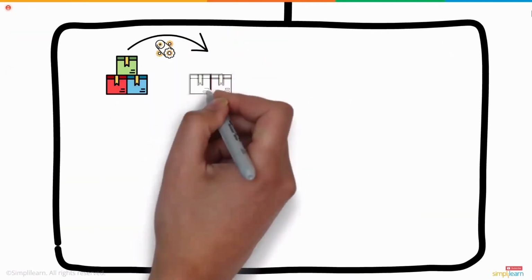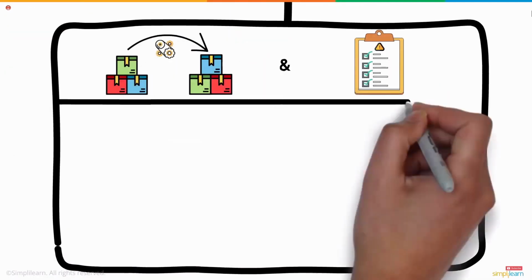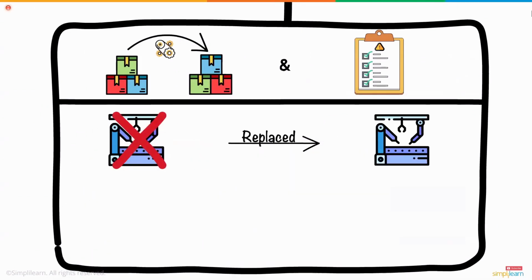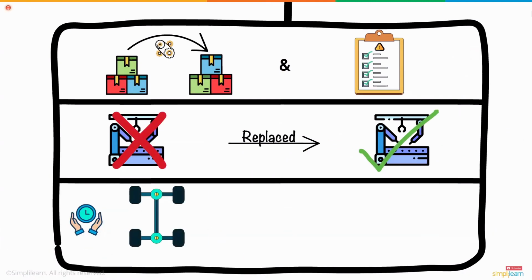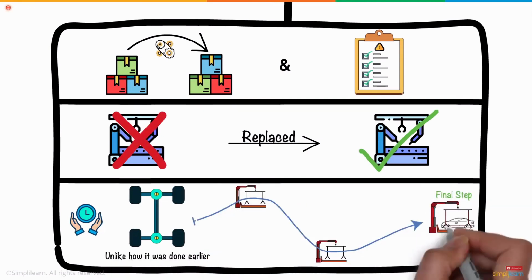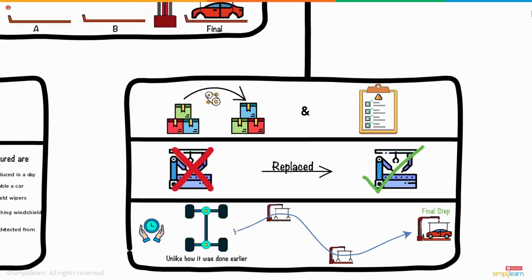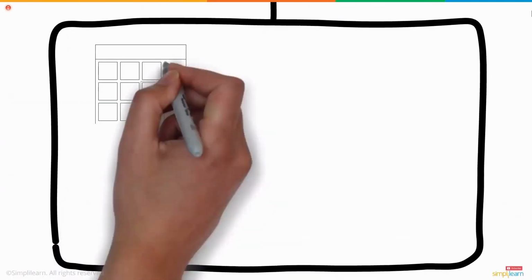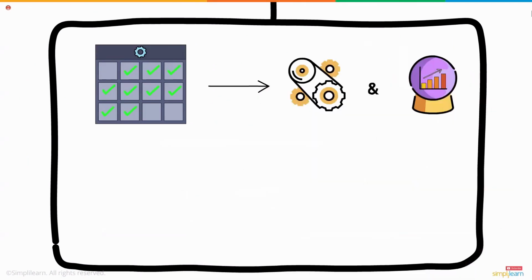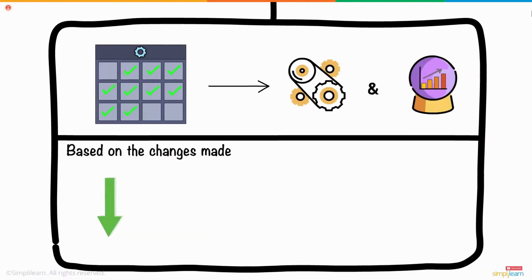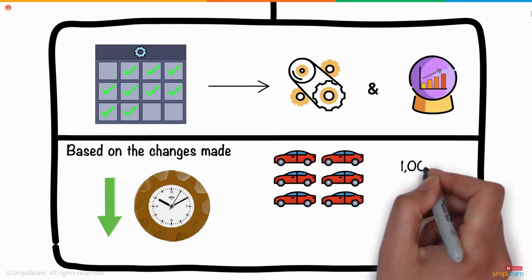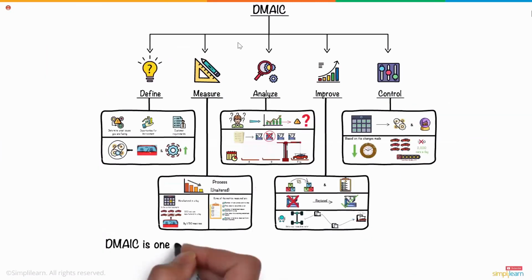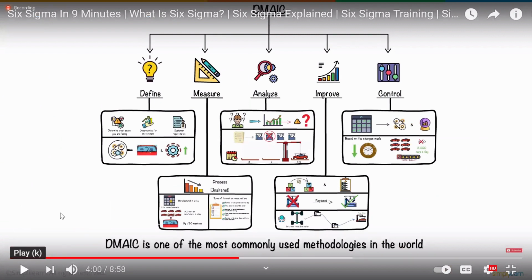Next, in the Improve phase, you make changes to the manufacturing process and ensure the defects are addressed. You replace the faulty machines that installed the windshield wiper with another one. You also find a way to save time by attaching wheels on the frame in the initial stages of the manufacturing process, unlike how it was done earlier. Now the car can be moved across the assembly area faster. And finally, in the Control phase, you make regular adjustments to control new processes and future performance. Based on the changes made, the company was able to reduce production time and manufacture about 2,000 cars a day with a higher quality of output. DMAIC is one of the most commonly used methodologies in the world.